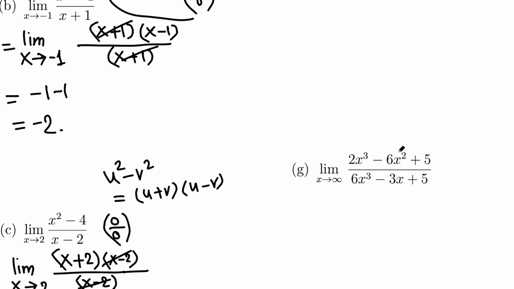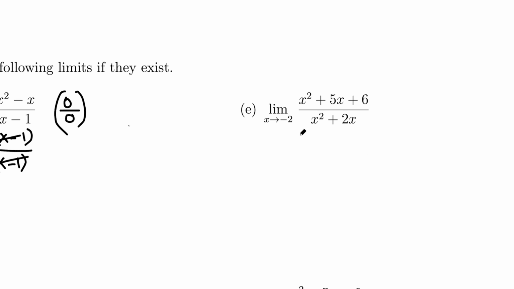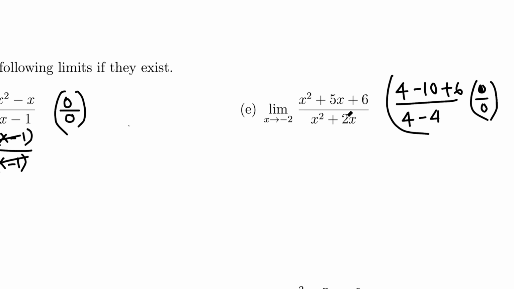Okay, now let's go to part E. Plug in negative 2. Negative 2 squared, positive 4. 5 times negative 2, negative 10, plus 6. 4 minus 10, negative 6, plus 6, 0, over negative 2 squared, positive 4, plus 2 times negative 2, minus 4. So anyway, it's 0 over 0. That means more work. We need to factor the top and factor the bottom.